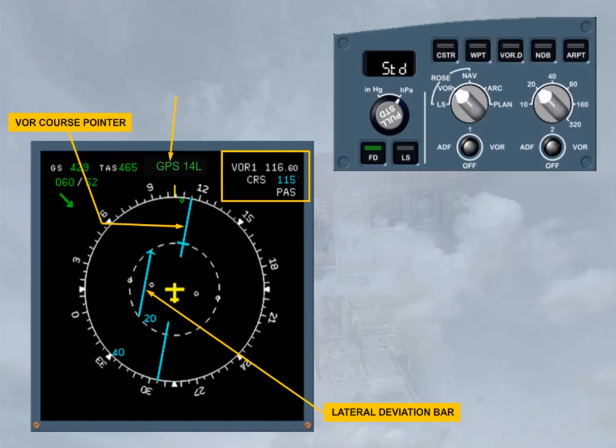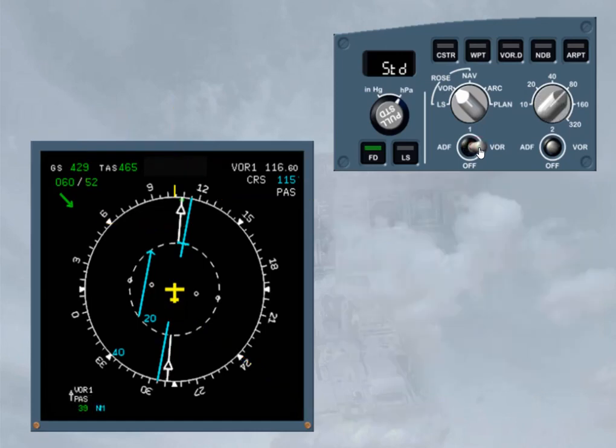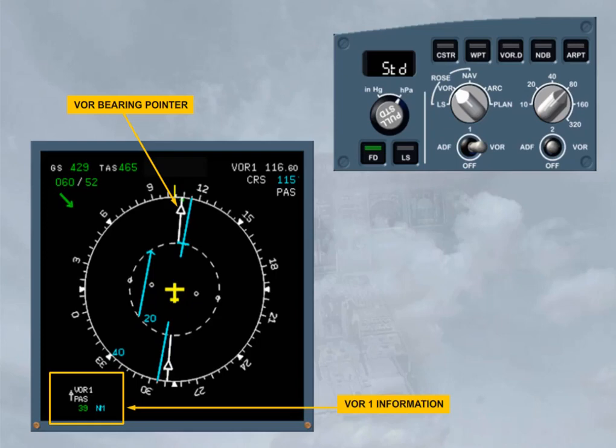Let's now display the VOR bearing pointer. Select VOR 1. Now, click on ADF VOR selector 1. Notice that there is a white VOR bearing pointer and VOR information associated with the pointer. This information is available even if a course hasn't been selected on the MCDU RadNav page. The number 1 pointer is represented by a single line.